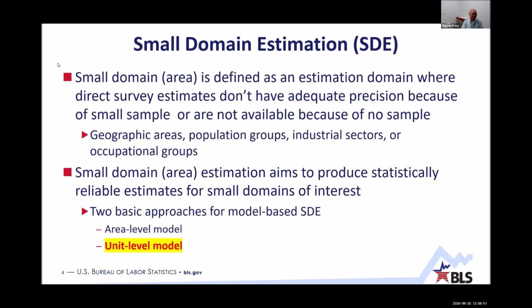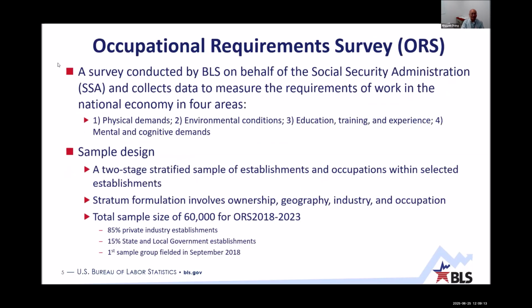There are two general modeling approaches. One is the area model, which models the aggregate outcome of the domain of interest. That's really more common. But there's also the unit level approach, which predicts the value at the unit, sample unit or population unit in the frame, and then aggregates for small domain estimates.